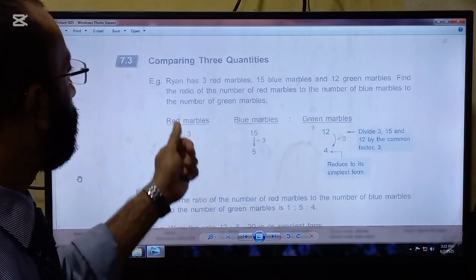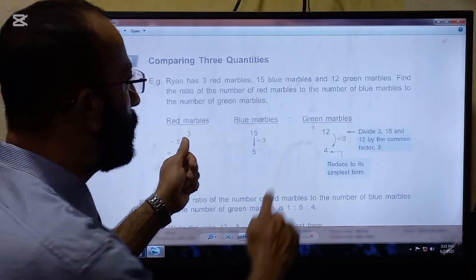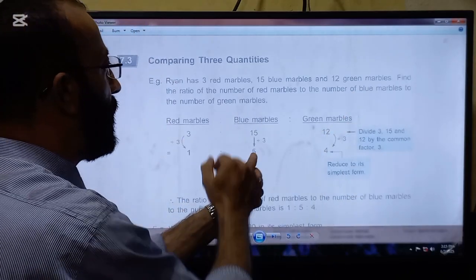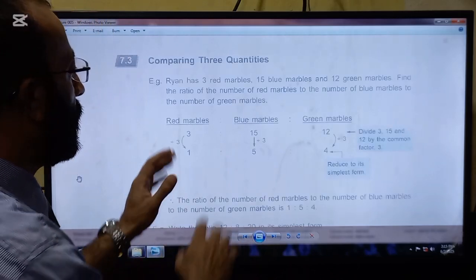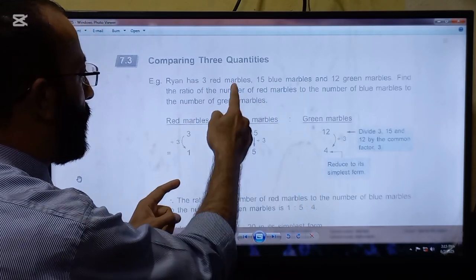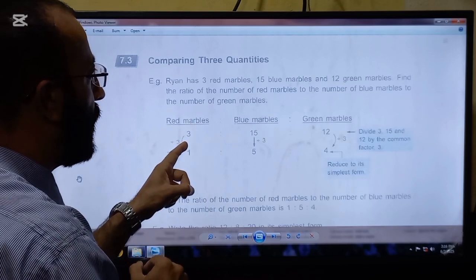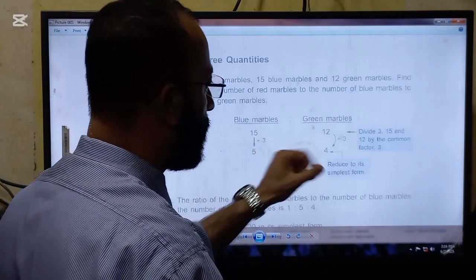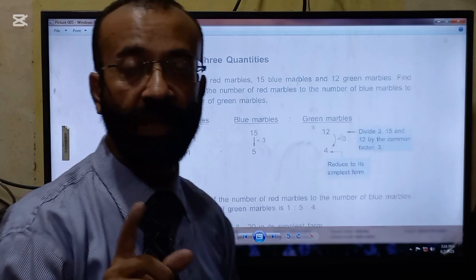So look now. Find the ratio of the number of the red. So red will be first to the number of the blues. Blues will be second to the number of the greens. Greens will be the third one. Okay, look now. Now we are going to write the numbers from the question. 3 are red, so 3 will be placed with red. 15 blue, so 15 blue, and 12 green. So here are 12. And so this is the ratio, but not in simplest form.